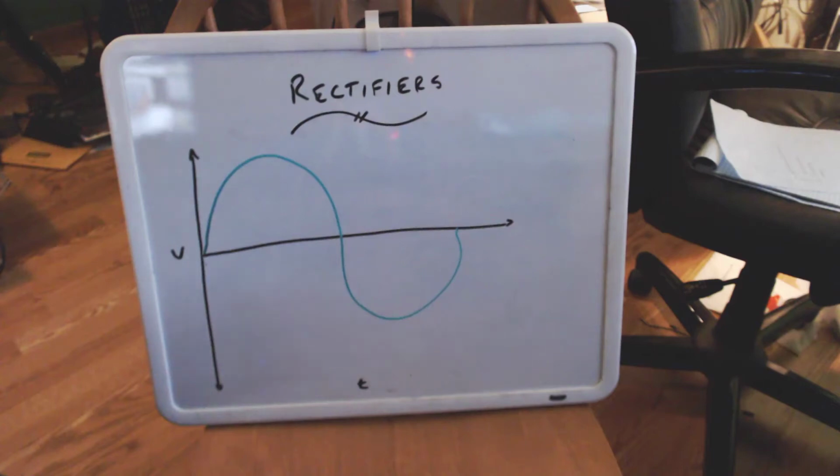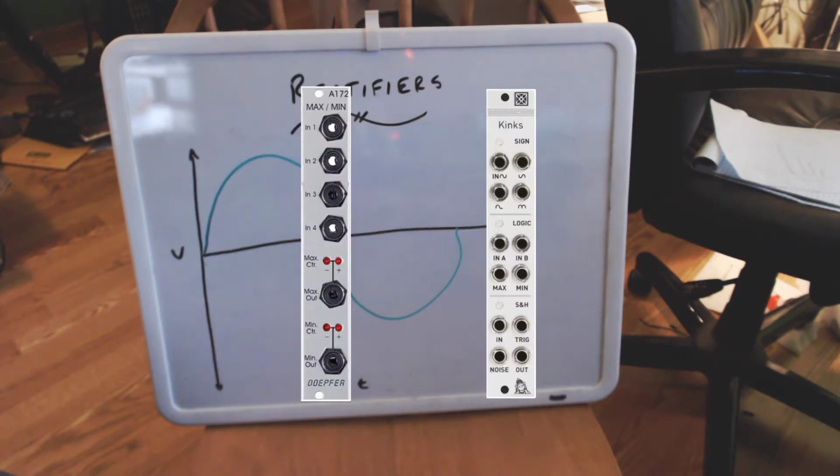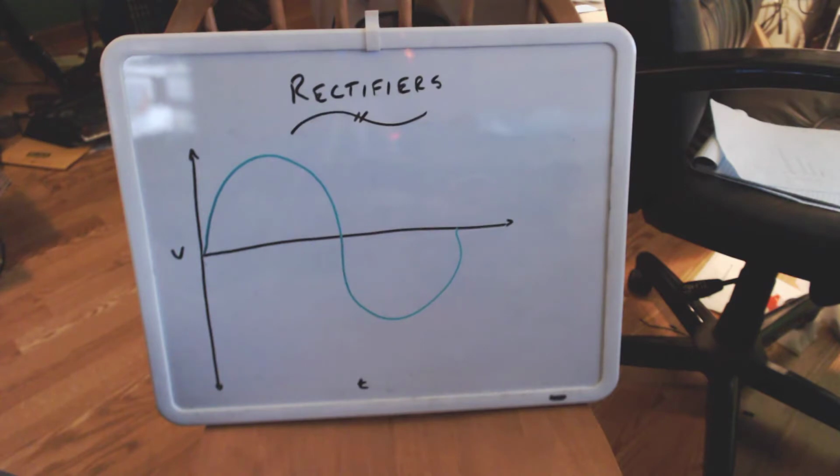A rectifier is a pretty common tool in the modular toolbox. It can exist in a standalone module or utility module, such as those made by Doepfer or Mutable Instruments. But if you have a MADS, you can set up a half and full wave rectifier using a duplicated signal from a control voltage such as an LFO.